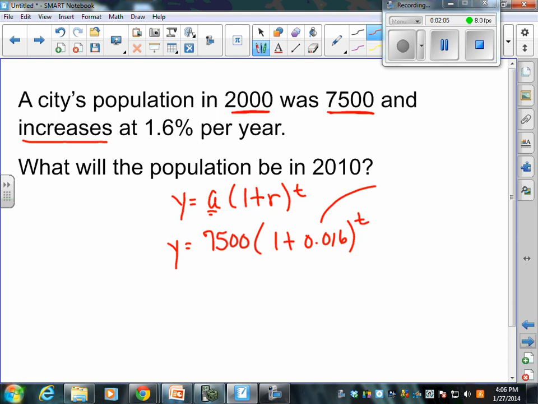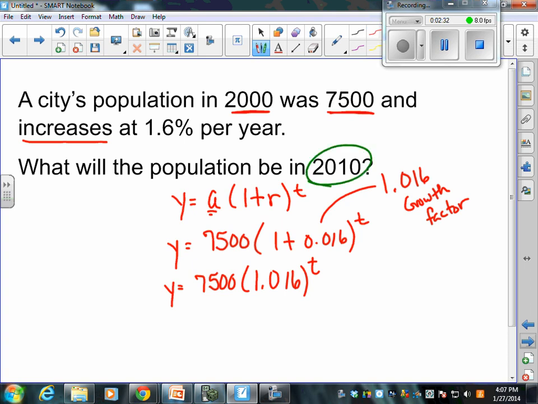Now, remember that we could go ahead and combine that and make that 1.016 if we want to, and that's our growth factor. So sometimes you'll see a problem that will ask you, what's your growth factor? So in this case, it would be 1.016. So then if I look at the equation, and we'll go ahead in this case and add those two together, I want to know what will the population be in 2010. Well, 2010 is a time, so that's a t. Now, one of the things that you have to be very careful about with these problems is to see when did you start measuring this. And notice that the initial year was 2000. So for 2010, I want to let t equal 10.